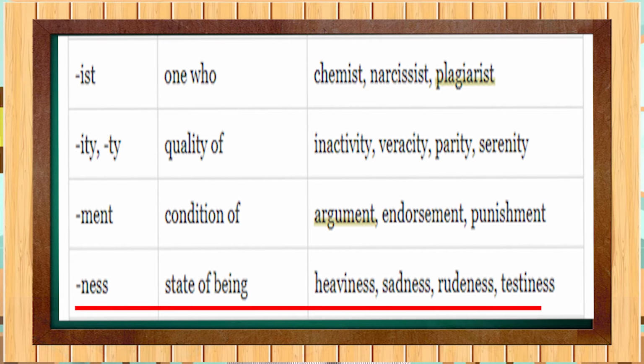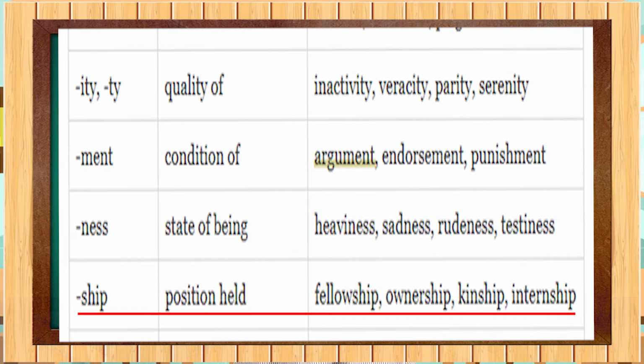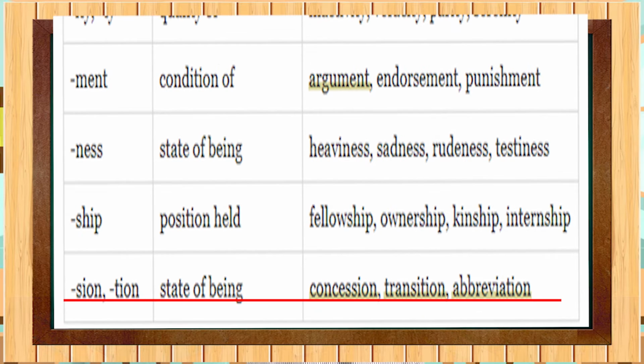Additionally, if we have the suffix ness, we can form words such as sadness, or heaviness, or happiness. Also, if we have the suffix ship, we can form friendship or ownership. And additionally, sion and tion are great suffixes for forming words such as composition, transition, or concession.